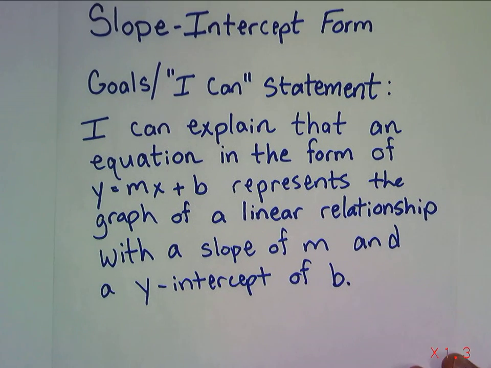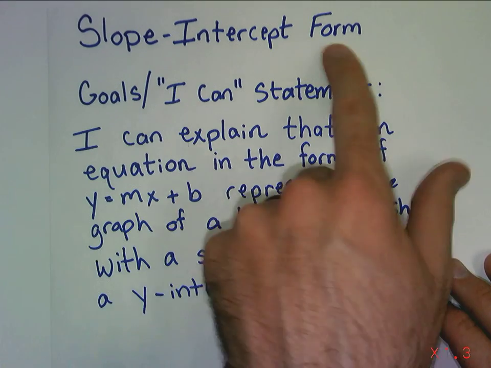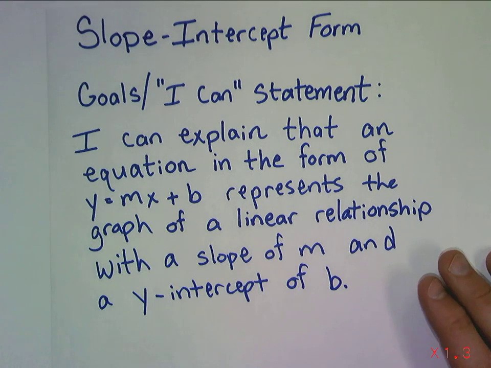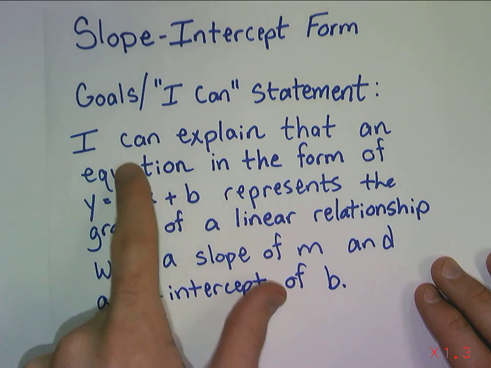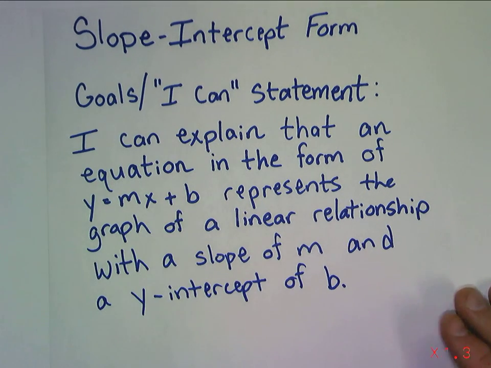And just as a recap, our goal for today and what we were working on, we looked at slope-intercept form. The goal, or I can statement, was: I can explain that an equation in the form of y equals mx plus b represents the graph of a linear relationship with a slope of m and a y-intercept of b. Now, after watching this seminar, if you have further questions, please come and ask me. I'm always willing to help. Otherwise, this should be a good guide as to how to work with slope-intercept form.